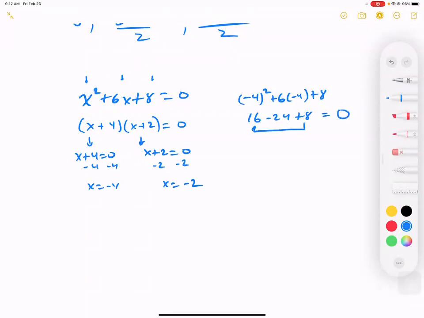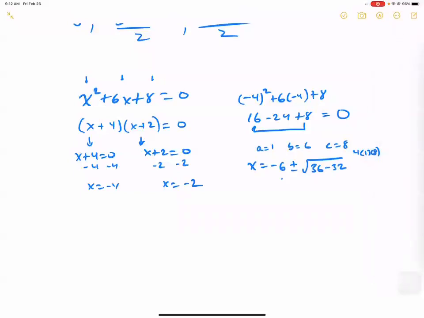Another way is the quadratic formula. We also went over the quadratic formula last time. By using the quadratic formula for x squared problems, x equals negative b. For x squared plus 6x plus 8, a is 1, b is 6, and c is 8. X equals negative b, which is 6, plus or minus the square root of b squared, which was 6. So 6 squared is 36, minus 4ac becomes minus 32, all over 2a, which is 2.